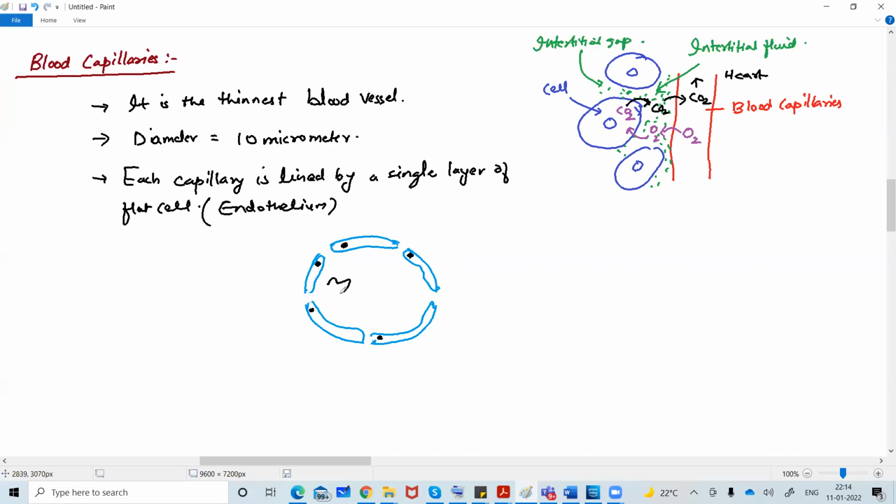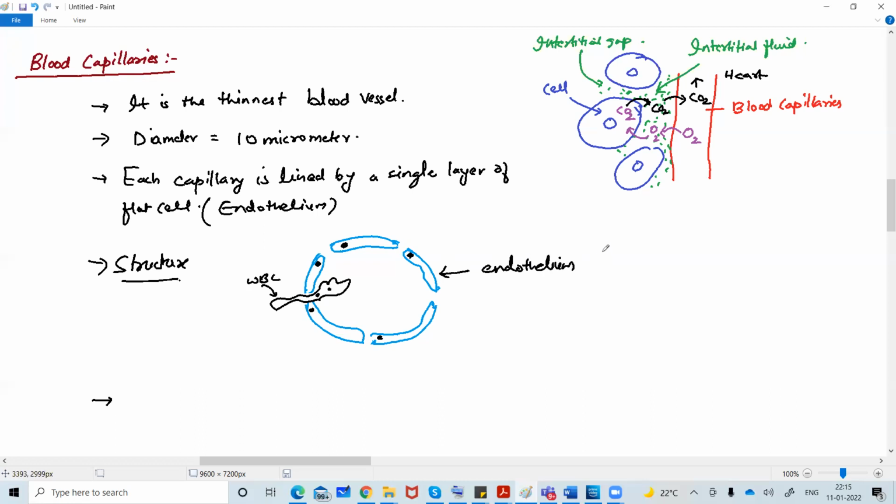Sometimes the WBC gets squeezed out through the gaps of the blood vessels. This is the WBC which is getting squeezed out from the blood capillary. So this is how the structure looks. Okay, and the last point: this layer is called endothelium.